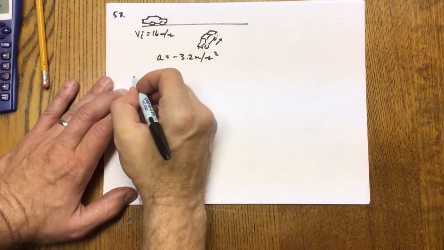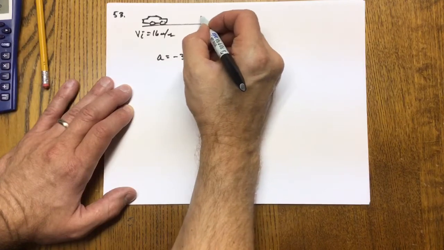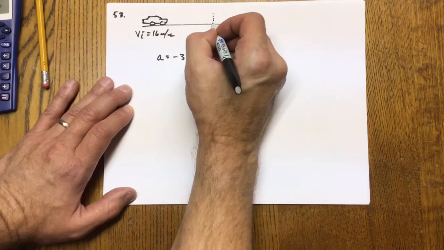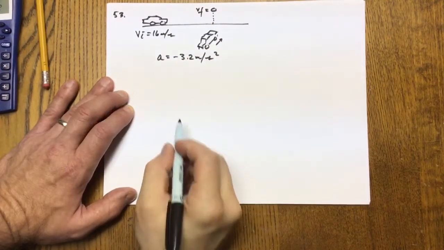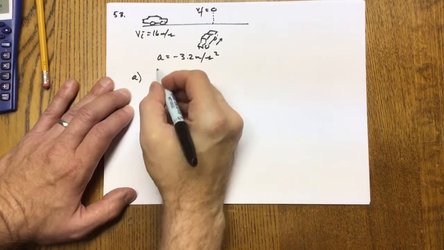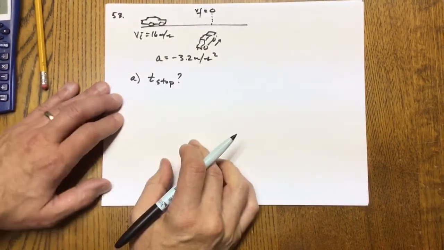Part A, okay, so we're going to assume we stop in time. That's always good. So we stop just in time. So our final velocity there is what? It's 0. Good. So part A asks us to find, what is the time to stop? How long does it take to stop?